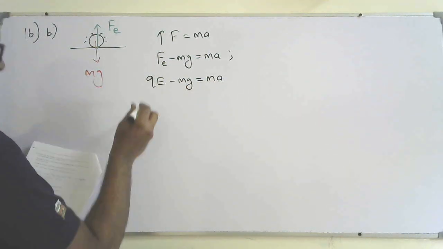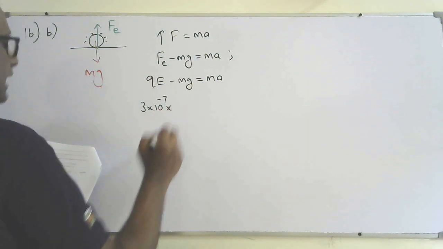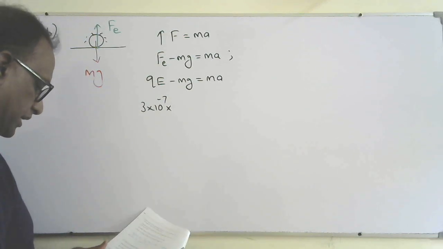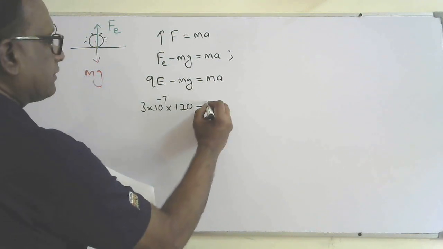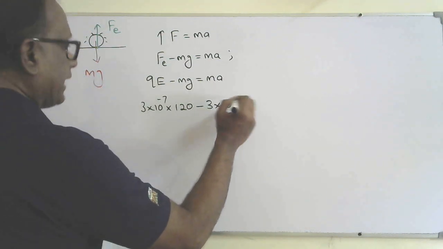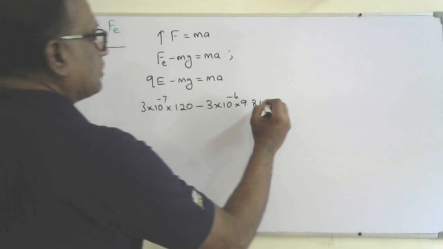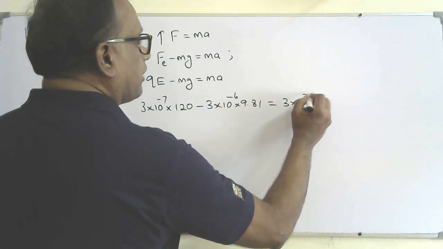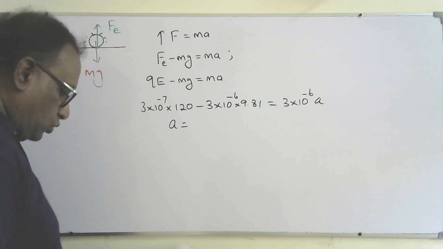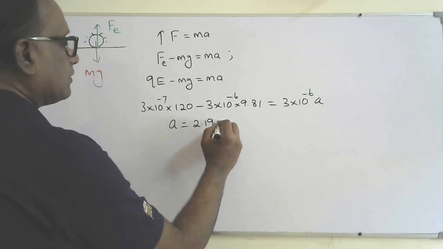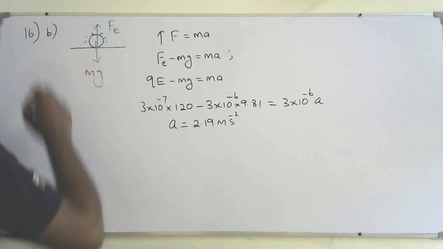The charge is 3 into 10 to the power minus 7, into electric field strength, which is given: 120, minus mass of the spider, 3 into 10 to the power minus 6, into 9.81, equals 3 into 10 to the power minus 6 a. Find a, that's the acceleration. That will be 2.19 meter per second squared. Okay, this is the B part.